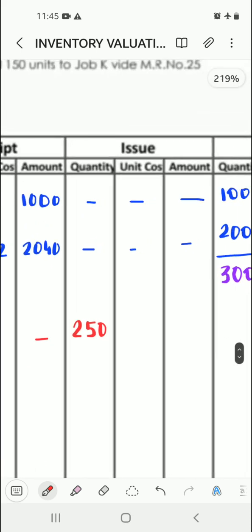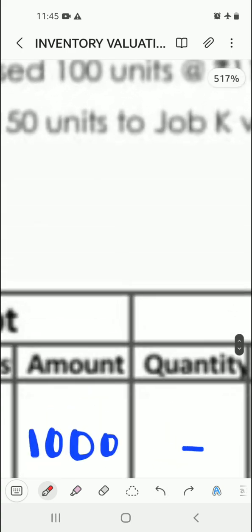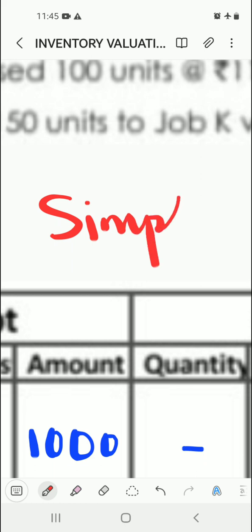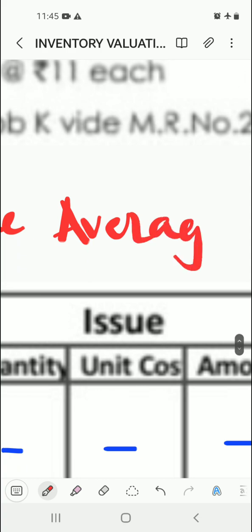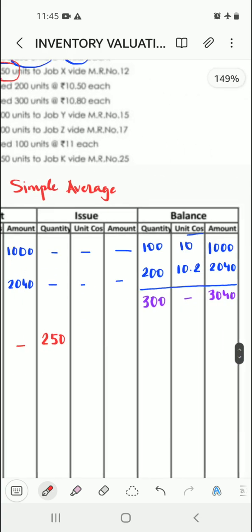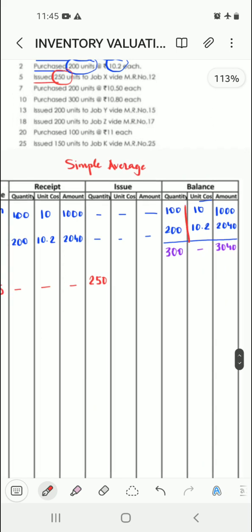Now the question is, what will be the unit cost? We are following the weighted average method or the simple average method. The weights are not given, so simple average method. Under the simple average method, what we have to do is, at this point we have these unit prices, 10 and 10.2. In order to find the unit cost here, we have to take the average of these two, that is 10 plus 10.2 divided by 2. If we do it, we are going to get 10.1.